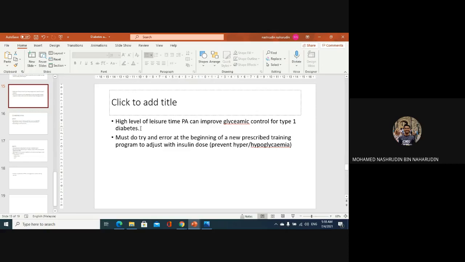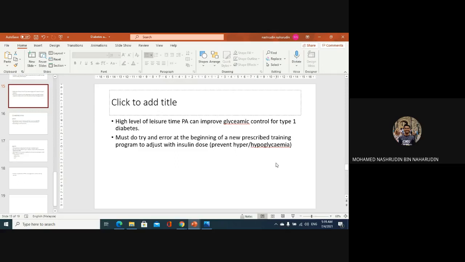So make sure you have a high level of leisure time during the physical activity for type 1 diabetes, because considering their condition, which has a low level of insulin secreted in their body, you have to consider more leisure time for them. And before performing exercise, you must remember, you must do trial and error at the beginning of your exercise, just to adjust them with the dose of insulin of your client to prevent hyper and hypoglycemia.